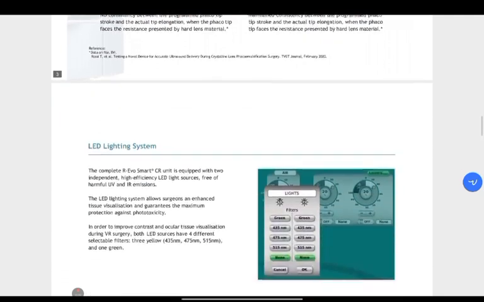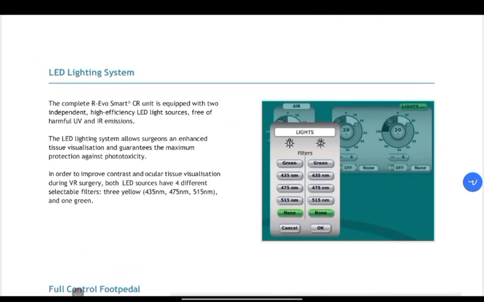So, friends, another feature of this machine we'll discuss is that it has an LED light system. You can see the display where we have the filters: green, 432 nanometer, 435 nanometer, 475 nanometer, 515 nanometer. We have these wavelength lights.